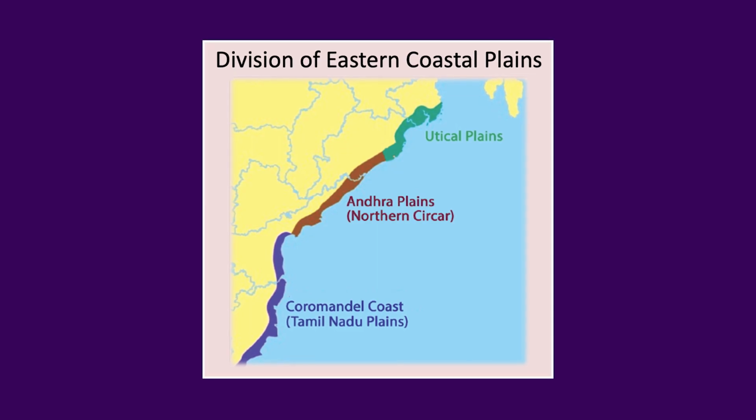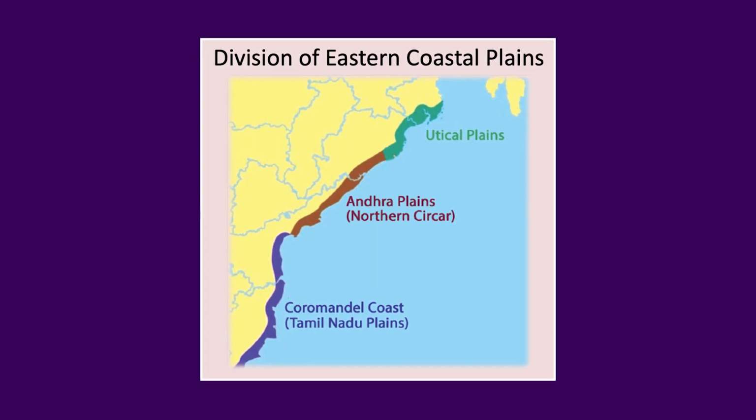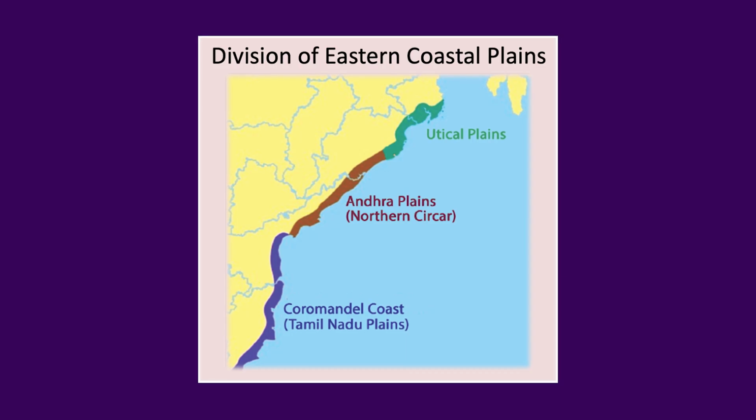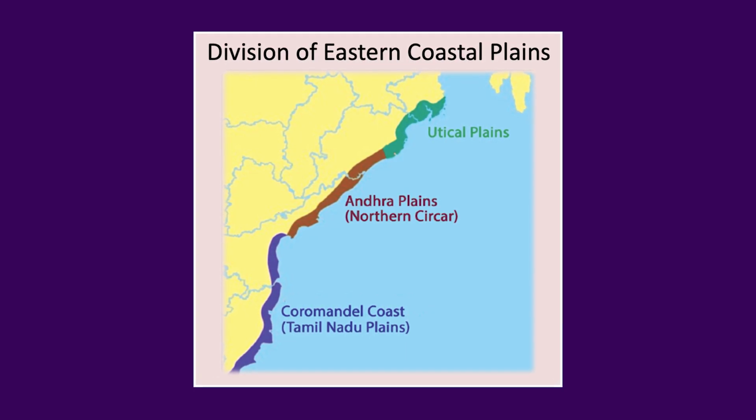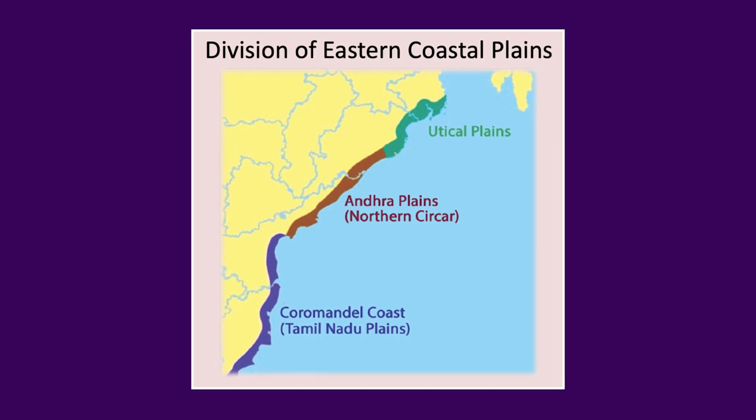For example, the Krishna river delta is often referred to as the granary of South India due to its high agricultural productivity. The alluvial deposits from these rivers enrich the soil, making the eastern coastal plains ideal for growing a variety of crops. The eastern coastal plains are further segmented into three coasts: the Utkal coast, the Andhra coast, which is also known as Northern Sirkar, and the third one is the Coromandel coast.